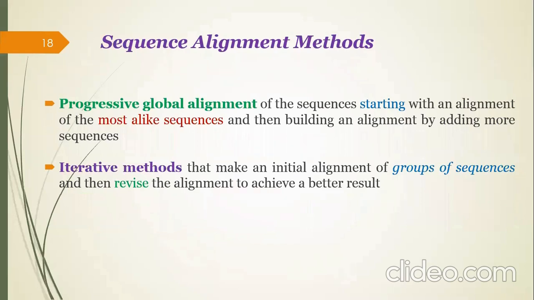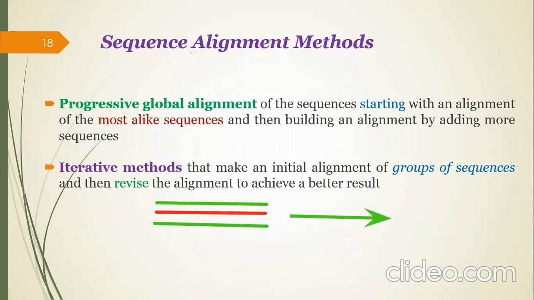Okay, iterative methods, what are they? They make an initial alignment of a group of sequences and then revise the alignment to achieve a better result. Here, the alike sequences will not be aligned first. All the sequences will be aligned first, and then they will be re-aligned. If it aligns these sequences, the algorithm will realign all of the sequences again to get better results.